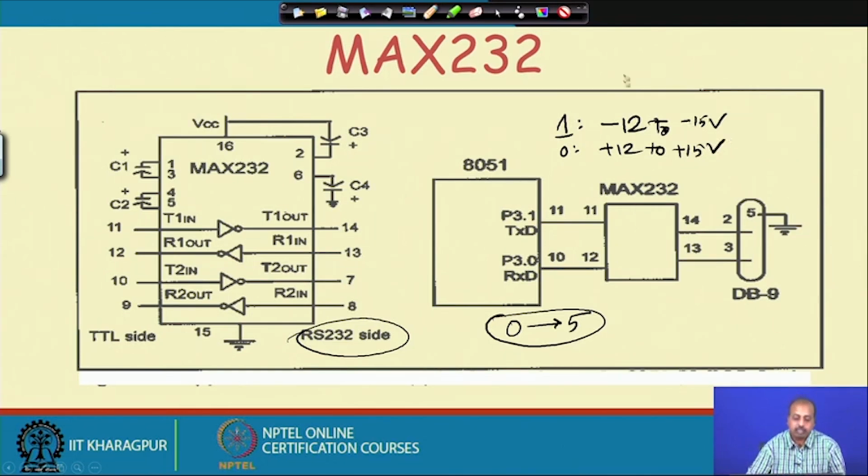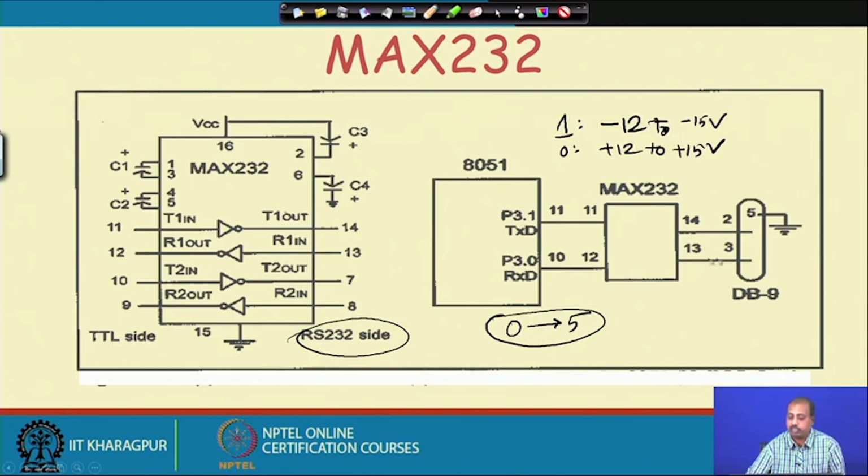So, normally for the serial communication interface, we have another chip known as MAX 232. The left side is TTL compatible and the right side is RS-232C compatible. So, this 8051 is connected to the MAX 232 pins. Pin number 11 of 8051 is connected to pin number 11 of MAX 232, then pin number 10 of 8051 is connected to pin number 12 of MAX 232.